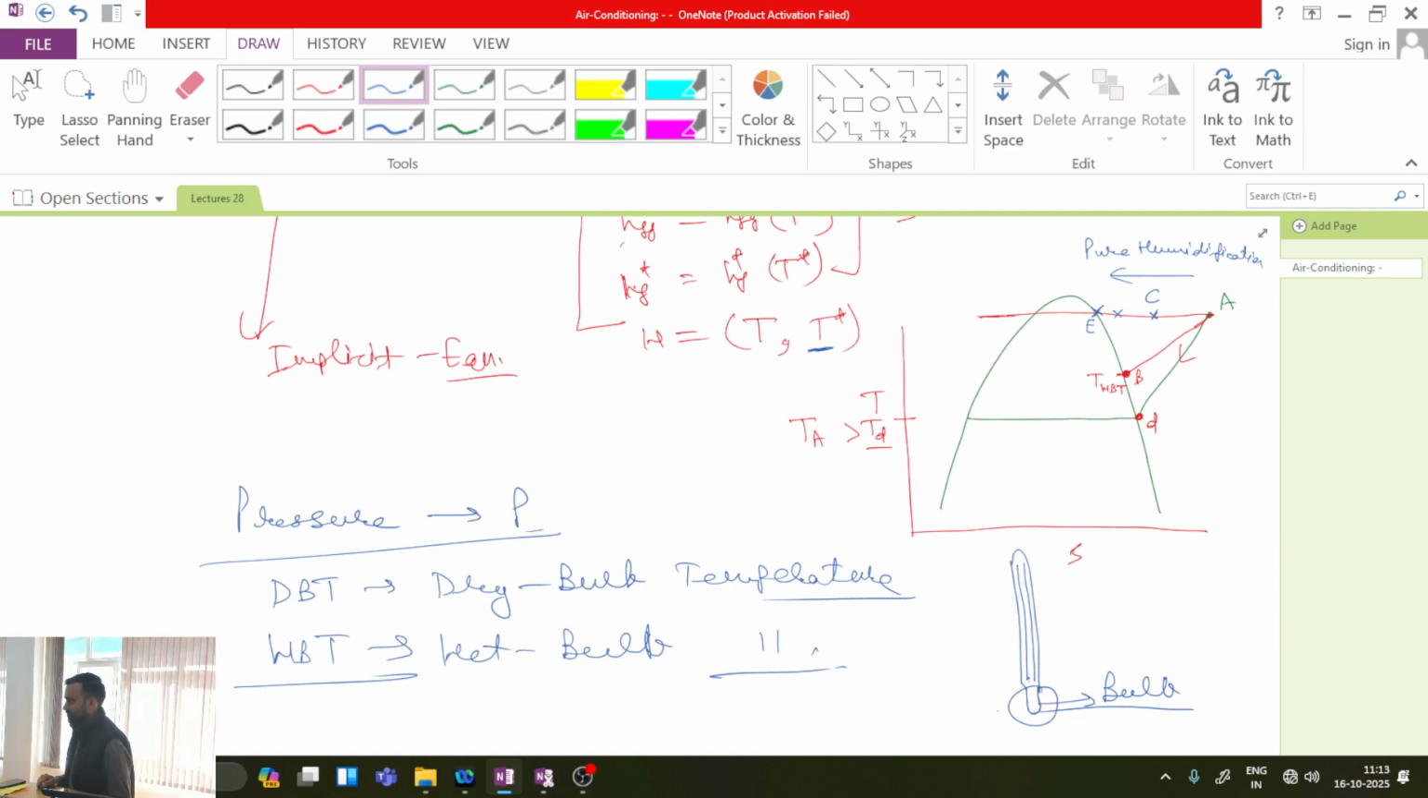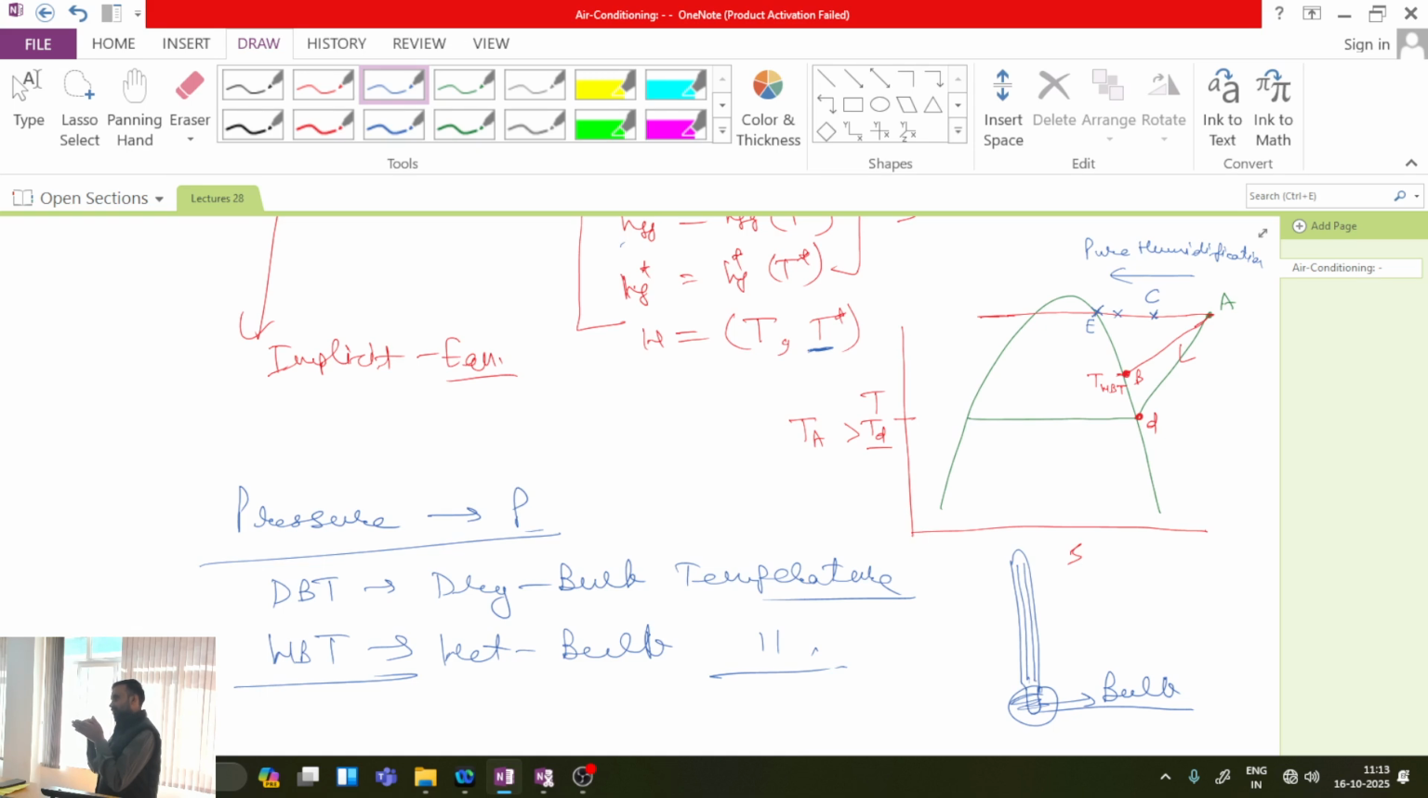dry bulb temperature. If I put a wet wick on this, a porous wet cloth that I have dipped in water, and wrapped it about the bulb of the thermometer, and then I allow air to flow over the bulb, then what will happen?